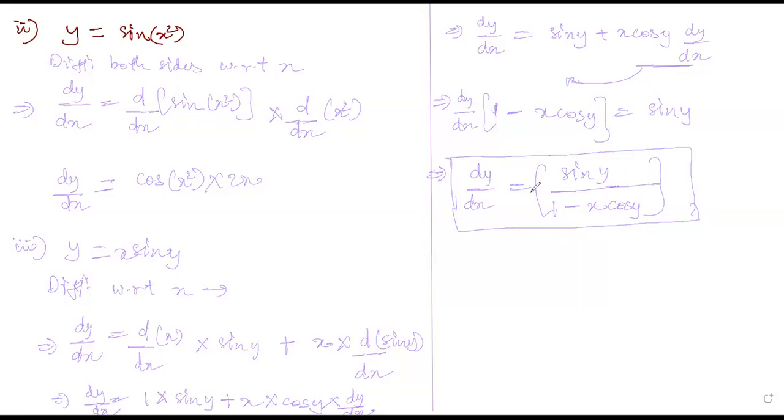This is your final answer for this question, and this was an implicit function only. So all the implicit functions can be covered using the same rules which we have learned. Nothing fancy. We don't need to learn a new rule for this, because there is actually no new rule.